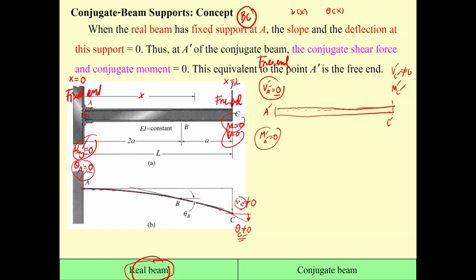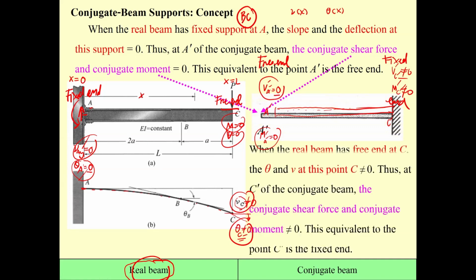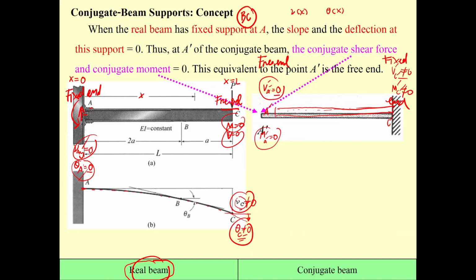Okay, and at this point, this one corresponds to this one. Any point that has the moment and the shear, you have to change the free end to be the fixed end. So this principle of considering the boundary condition, as I discussed: fixed end changes to free end, and free end changes to fixed end, by this lesson.